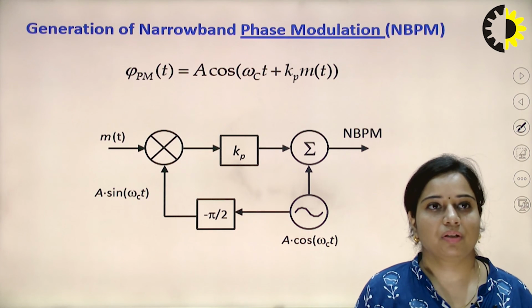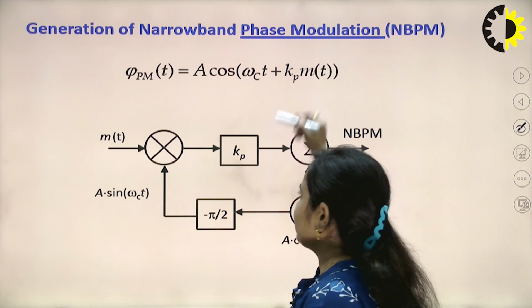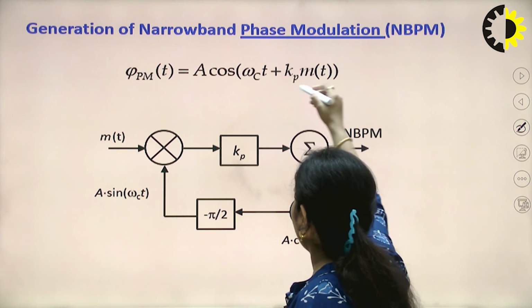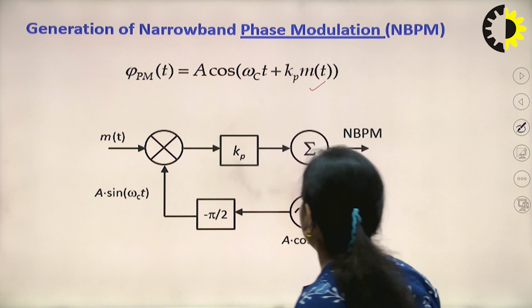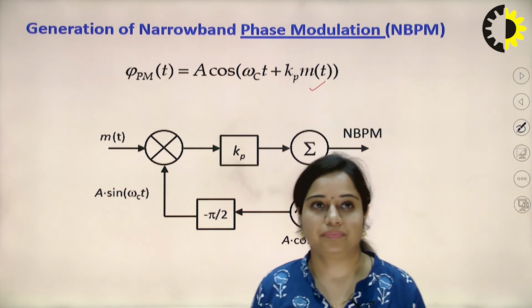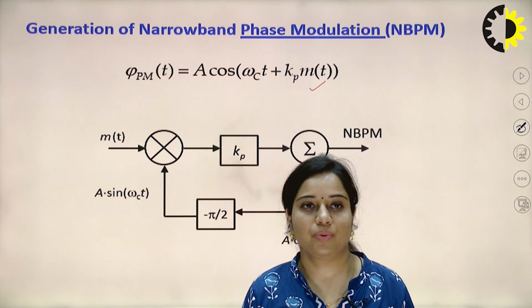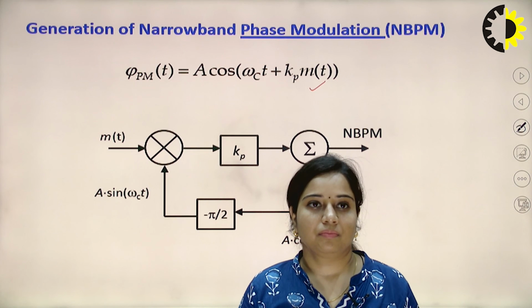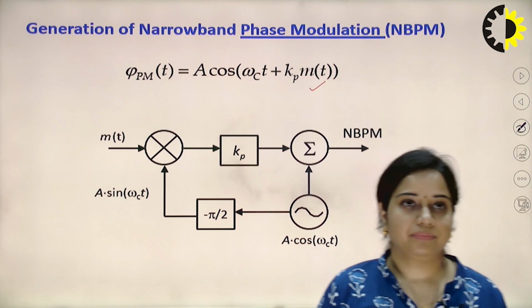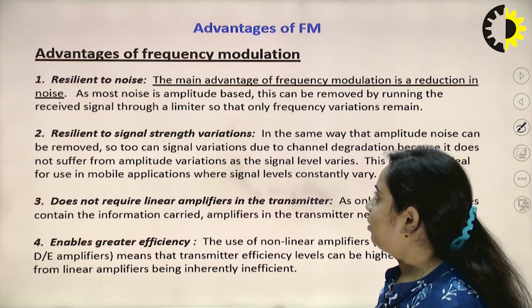Now, this is for the narrowband PM signal. As you can see from this equation, phi_PM(t) equals A cos omega_c t plus Kp into m(t), where Kp is the phase sensitivity, the proportionality constant. Its unit is radians per volt. Corresponding to that, you can draw this particular diagram.